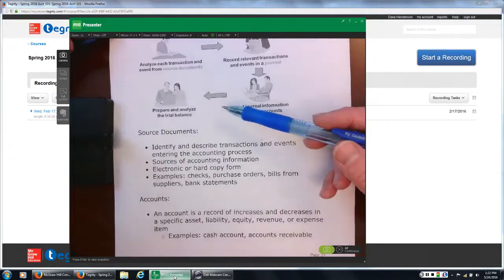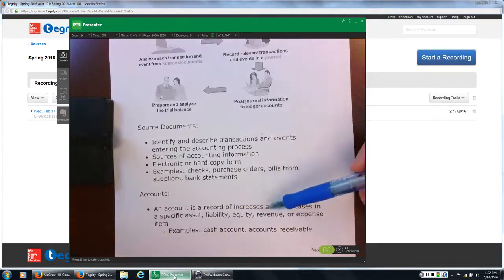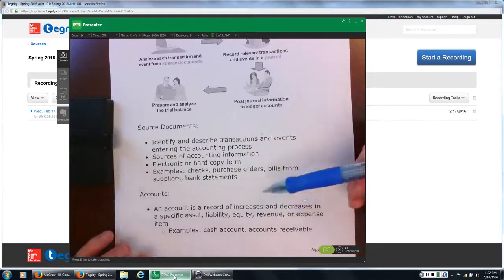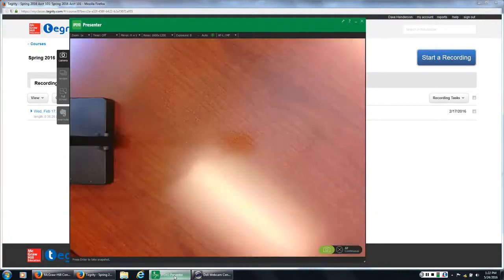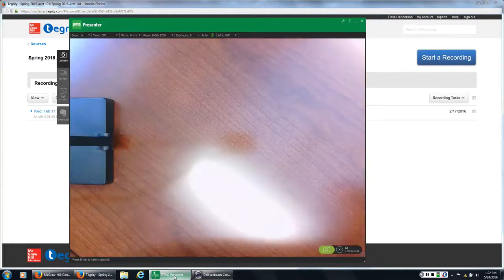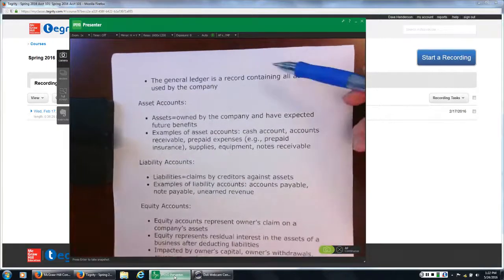So some other terms that we have to talk about is the idea of an account. An account is just a record of increases or decreases in a specific asset. We have a cash account. We could have accounts receivable. The general ledger is a collection of all the accounts and their respective balances used by the entire company.